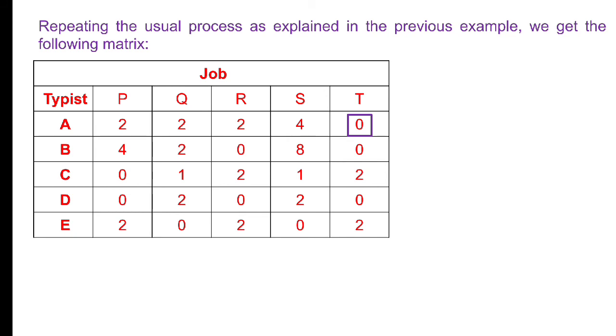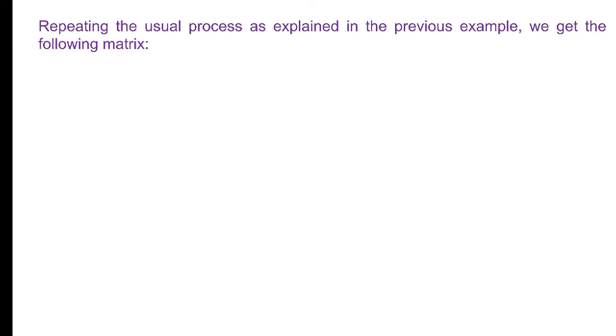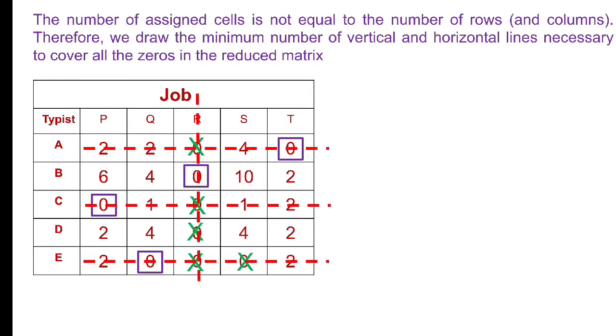Here two lines are passing, so we need to add the minimum. The minimum here is 2, so add it. Where only one line is passing through the element, it will be written the same. Where no line is passing through the elements, we subtract the minimum value. The minimum value is 2, which needs to be subtracted. Once we subtract, we will get these elements.